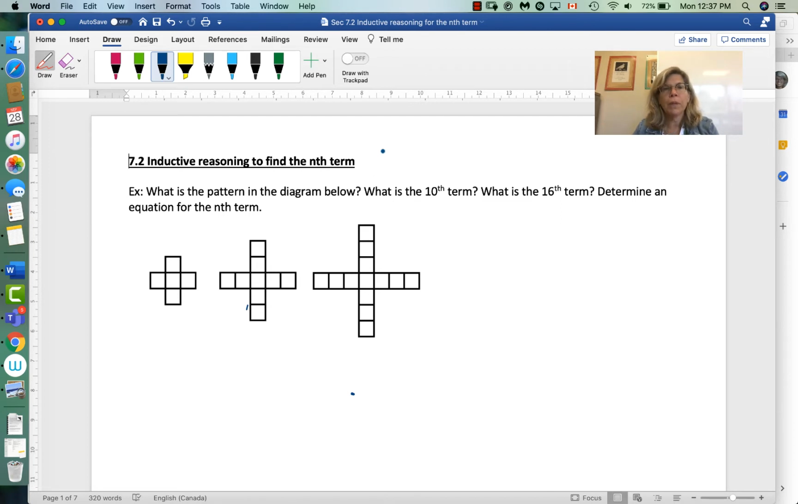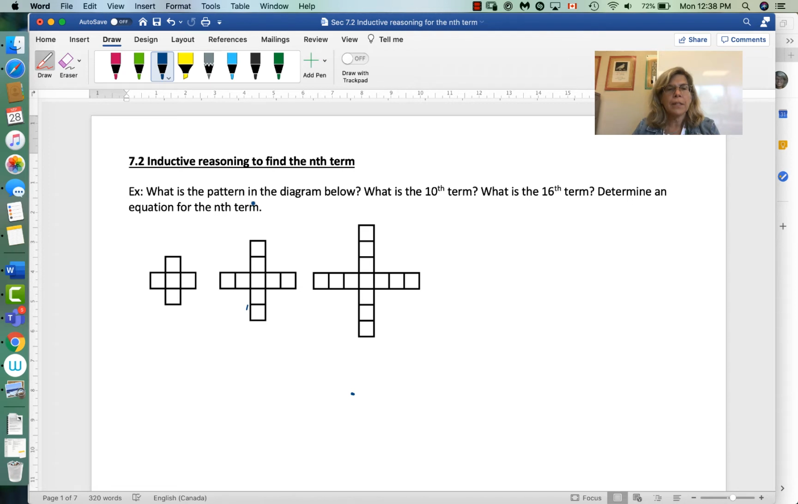You find a formula that helps you to reach the nth term by using what you learned from finding a term, any term, the 15th or the 10th term. So if you look here on our screen, it says, what is the pattern in the diagram below? What is the 10th term? What is the 16th term? Determine an equation for the nth term.